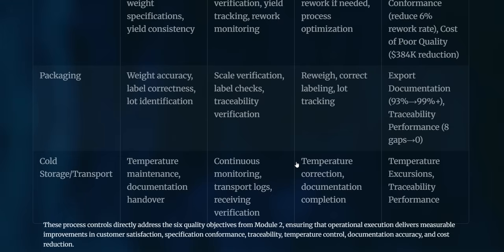These process controls directly address the 6 quality objectives from Module 1 or Module 2, ensuring that operational execution delivers measurable improvement in customer satisfaction, specifications conformance, traceability, temperature control, documentation accuracy, and cost reduction.